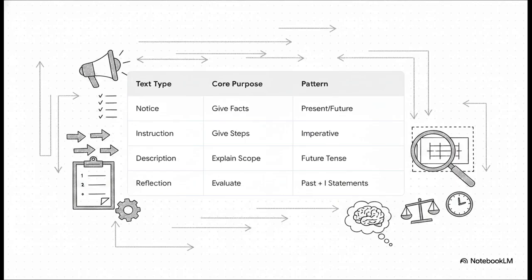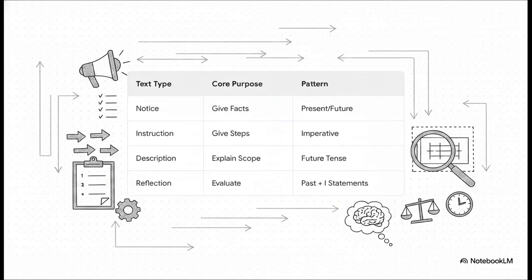Now, what's really interesting about this slide is how beautifully everything connects. Grammar usually gets a bad rap as just a set of random, disconnected rules. But looking at this matrix, we see that grammar is actually perfectly aligned with the core purpose of each text type.